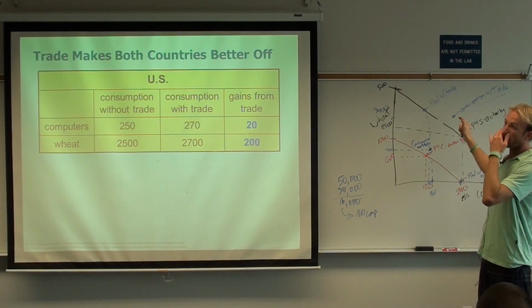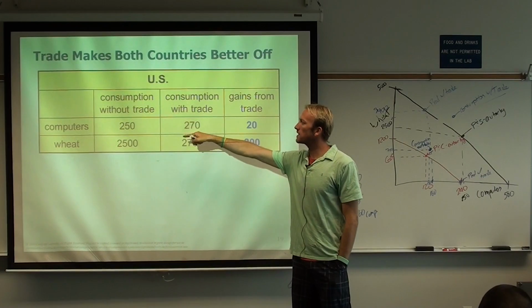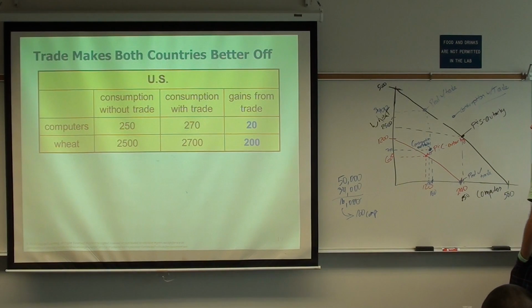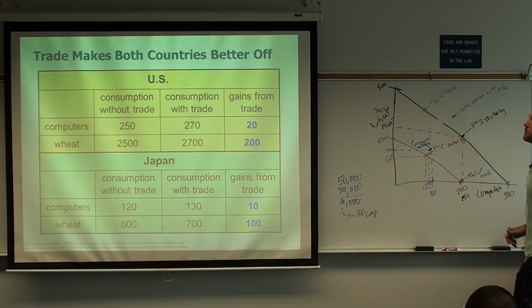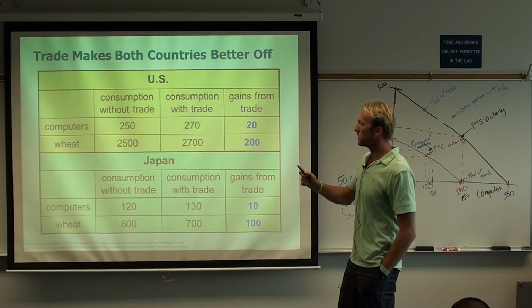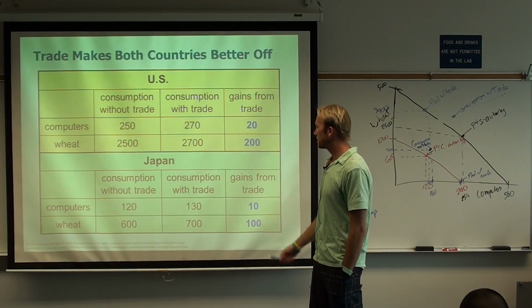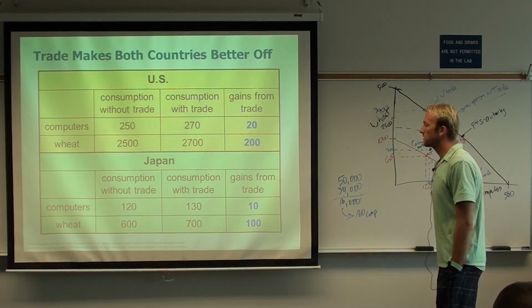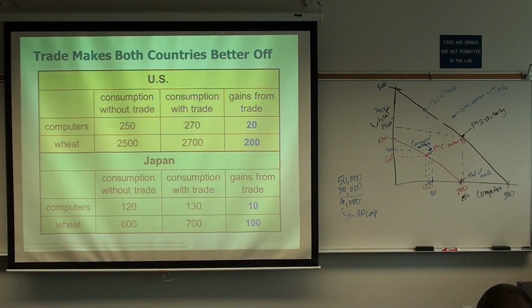So if you didn't believe it from the graph, believe it from here, it's very clear that they're able to consume more with trade than under the autarky, without trade solution. Pretty interesting. Pretty cool. Let's say the same thing for Japan, right? They were able to consume 120 computers without trade, but 130 computers with trade. They get to use 10 more computers. And the same thing for wheat. They get 100 more tons of wheat. All right? Awesome.